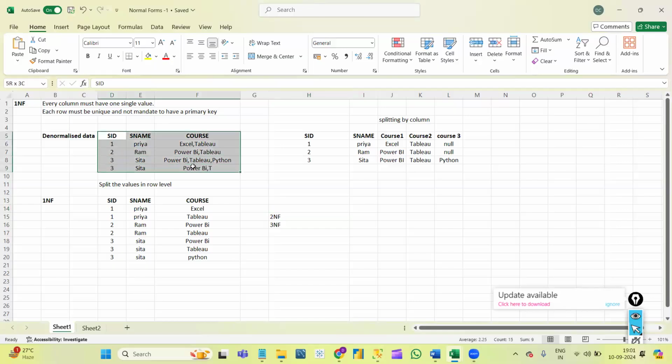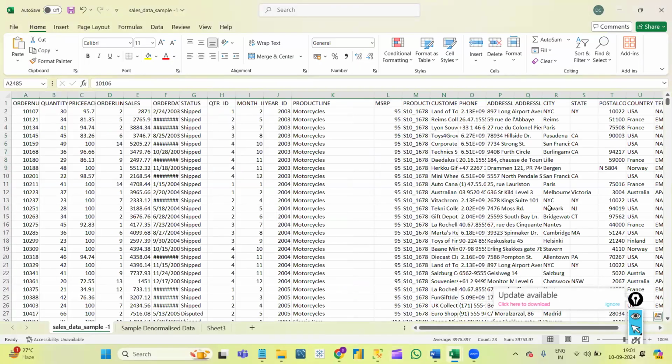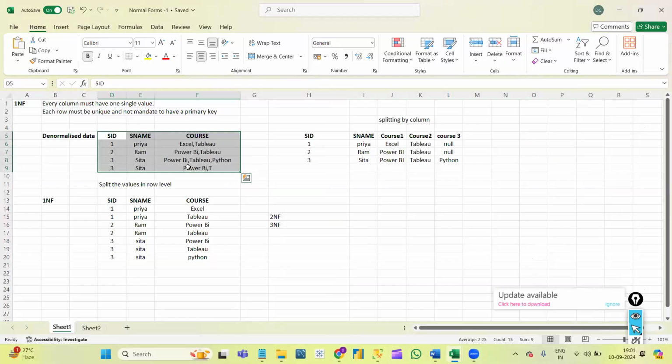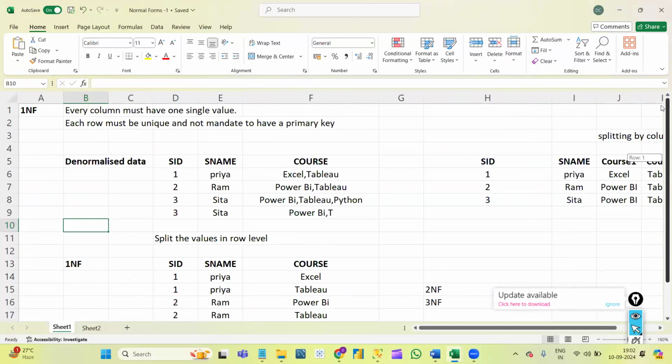Suppose this is a small table, we have only 3 columns here, but usually denormalized data will have lots of rows and lots of columns. Suppose we imagine this as our denormalized data. I said we have 3 normal forms. In first normal form, we have 2 rules. First rule is every column must have one single value, and the second rule is each row must be unique and not mandated to have a primary key.